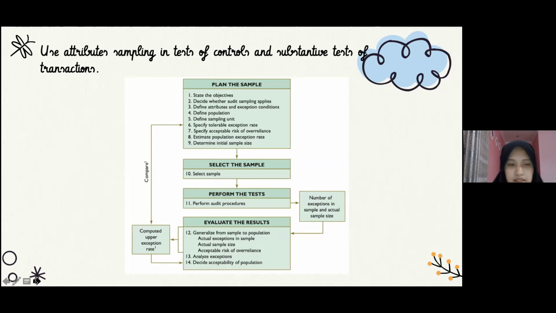This shows the steps of planning the sample that I presented before, the 9 points, and then we must select the sample as the 10th step, and then perform the test, and record the number of exceptions in the sample and the actual sample size. Then we evaluate the result. For the evaluated results in step 12, they compute the upper exception rate, and then the result is used in step 14, decide the acceptability of the population.